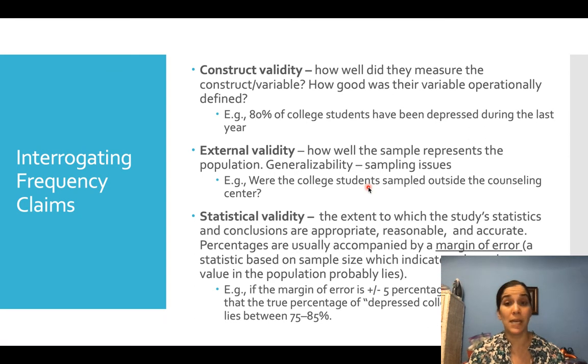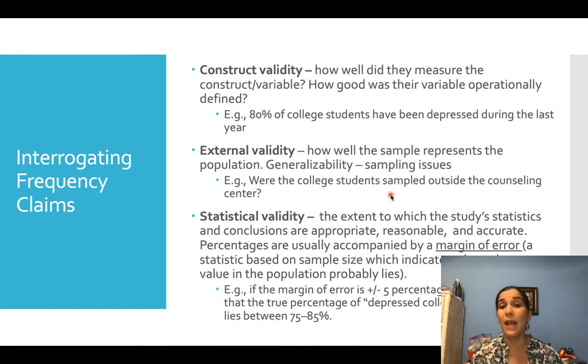Because if, let's pretend, they were sampled just outside the counseling center, you might expect that those students answering this question might be more likely to be depressed because they are seeking help from the counseling center, right? That's where you measured their frequency of depression. And so external validity means that the sample is representative of the population and that it generalizes to other scenarios, situations, and times, and usually is a function of sampling issues in terms of frequency claims.